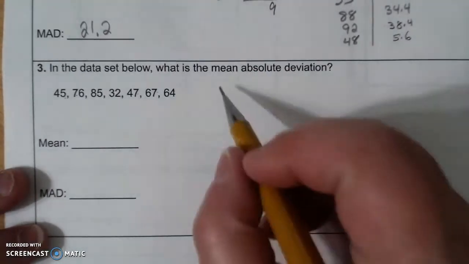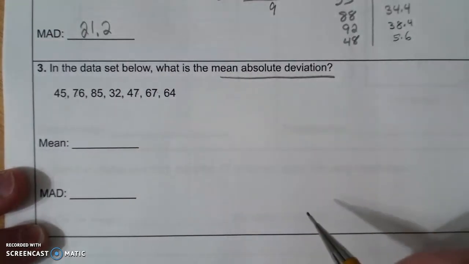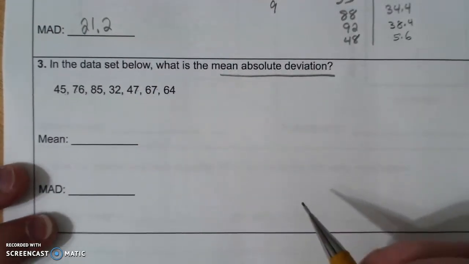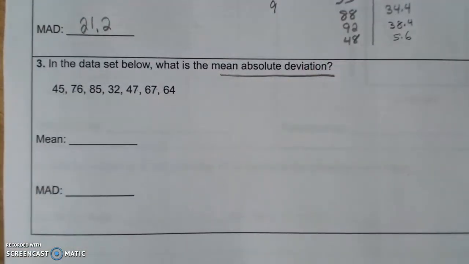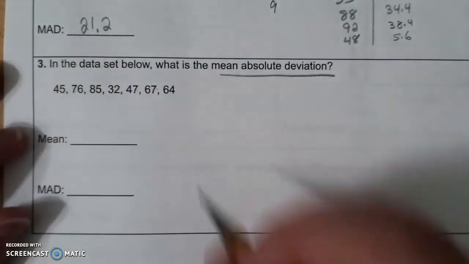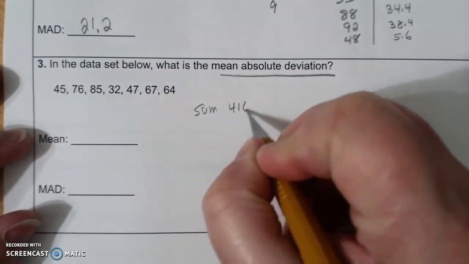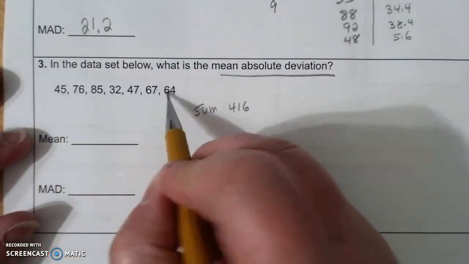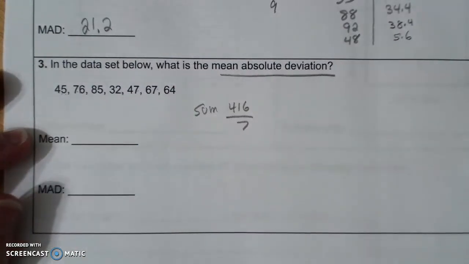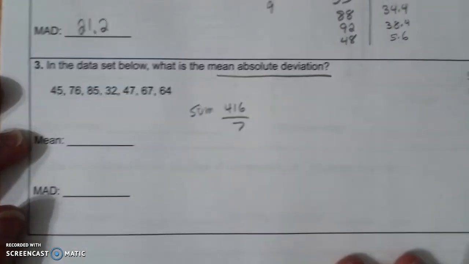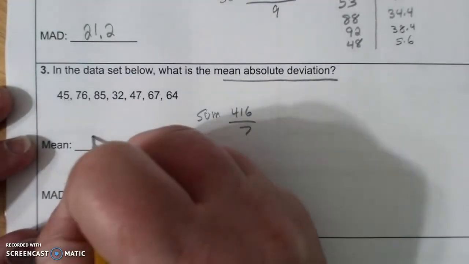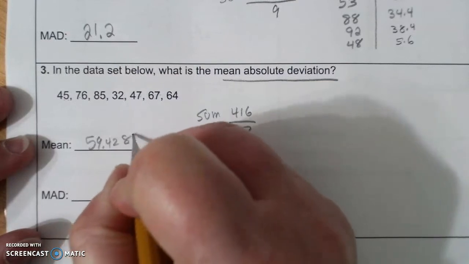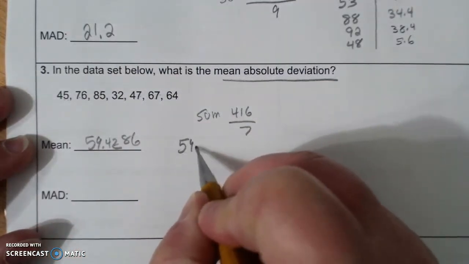Calculating mean absolute deviation. There are quite a number of problems on your test to do this. So we're going to add them all up. 45 plus 76 plus 85 plus 32 plus 47 plus 67 plus 64. Sum is 416. 1, 2, 3, 4, 5, 6, 7, divided by 7 gives me 59.4286, nearest tenth, 59.4.